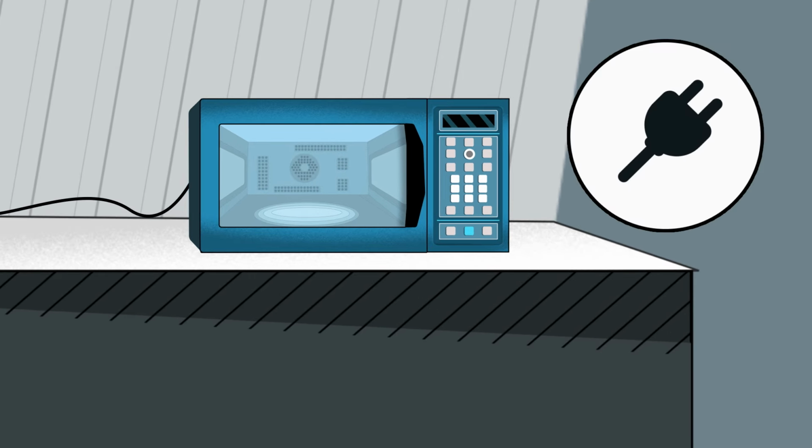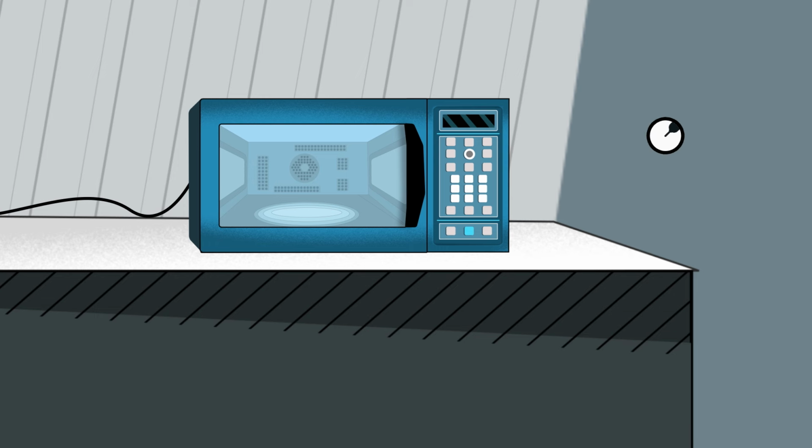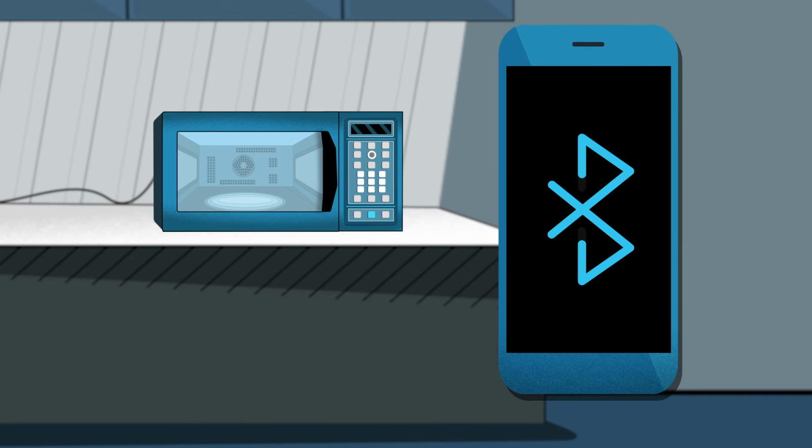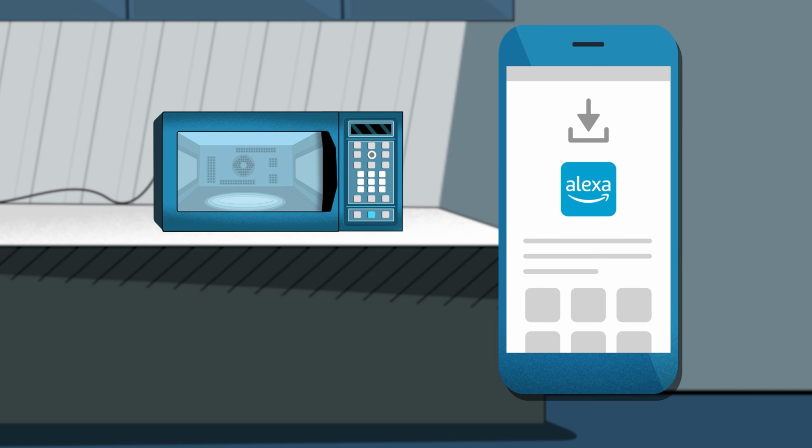Plug the power adapter into a grounded power outlet. Enable Bluetooth and location services on your mobile phone. Download the latest version of the Amazon Alexa app from the App Store.